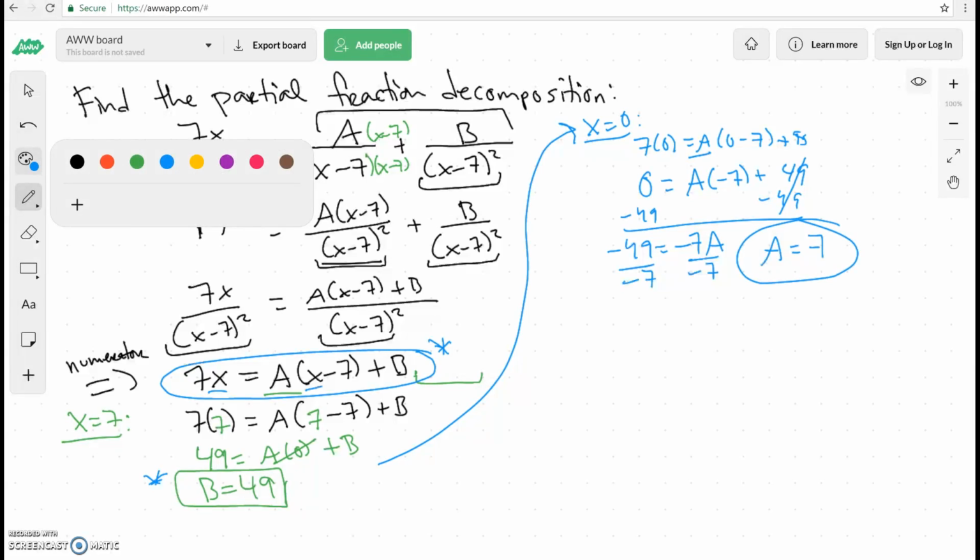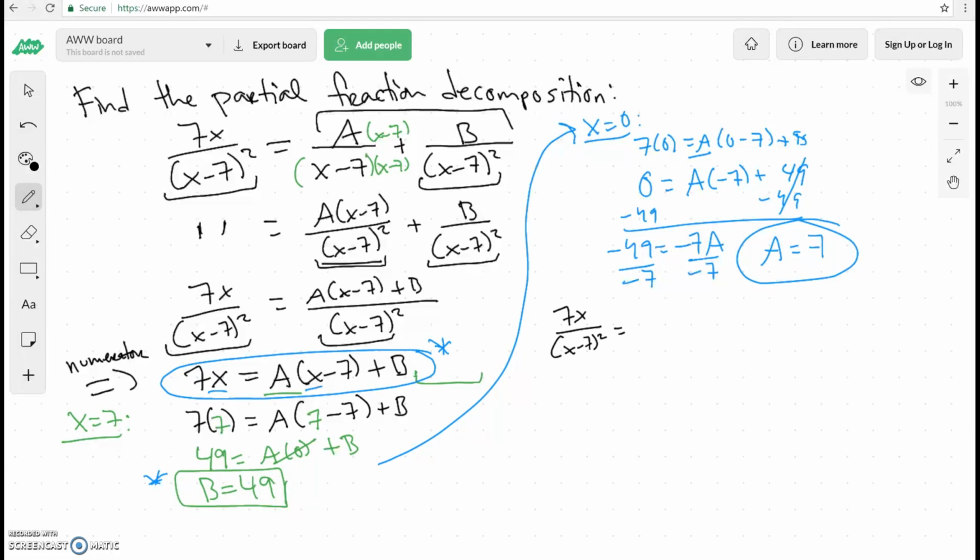So my full solution, the partial fraction decomposition of this rational, is going to be A, which in this case is 7 over x minus 7, plus B, which in this case is 49 over x minus 7 squared. This is my answer.